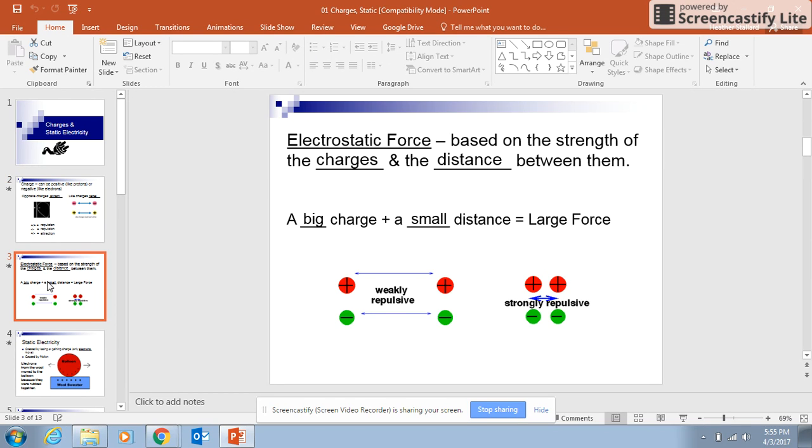All right, the electrostatic force is based on the strength of the charges and the distance between them. So a big charge at a small distance would equal a large force. Again, if you think back to your knowledge about magnets, the closer you get them together, you can feel that attraction or that possible repulsion. So that helps you understand that the small distance causes them to come together or push apart. Whereas if you were to hold those magnets further out, you wouldn't feel that attraction or repulsion. And of course, if anything's bigger, like a bigger charge, it's going to have a stronger attraction or a stronger repulsion from each other.